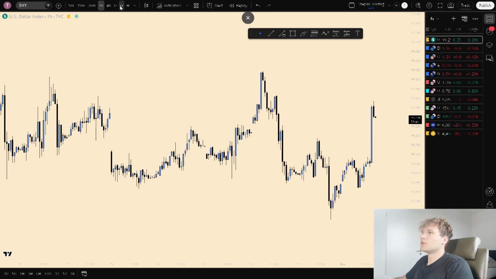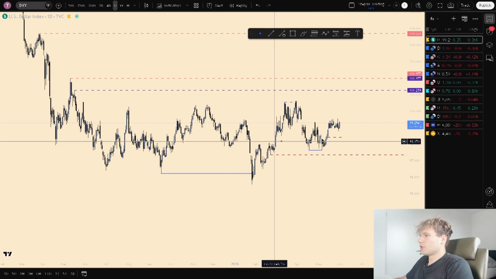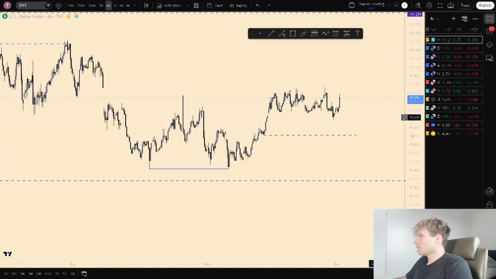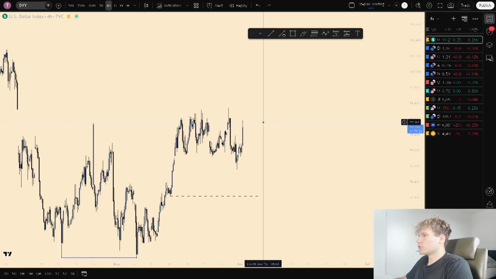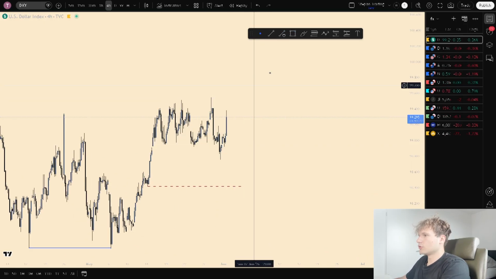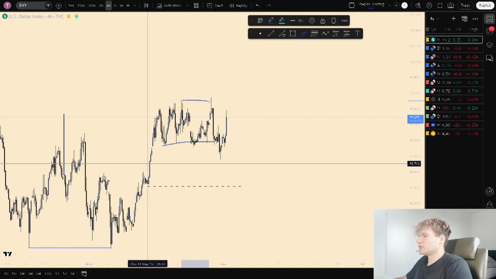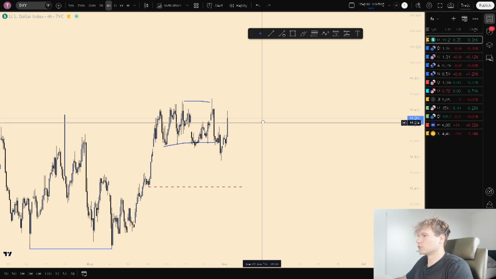So starting at the dollar index, we are a bit consolidative on a high time frame. As you can see, we are just stuck in this box, and on the 4-hour time frame it looks a little bit more interesting because we have this big push up, and we were still consolidating in this push, but we raided the highs and then we raided the lows.